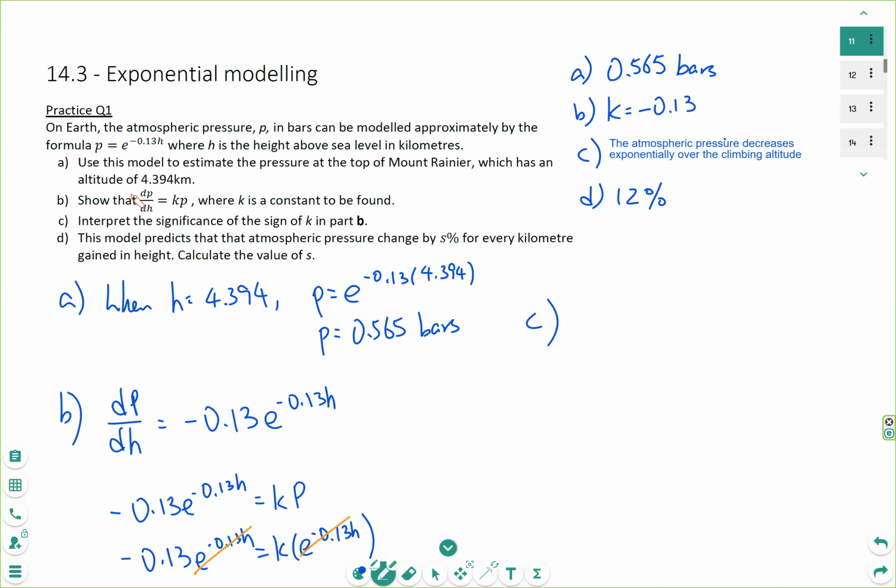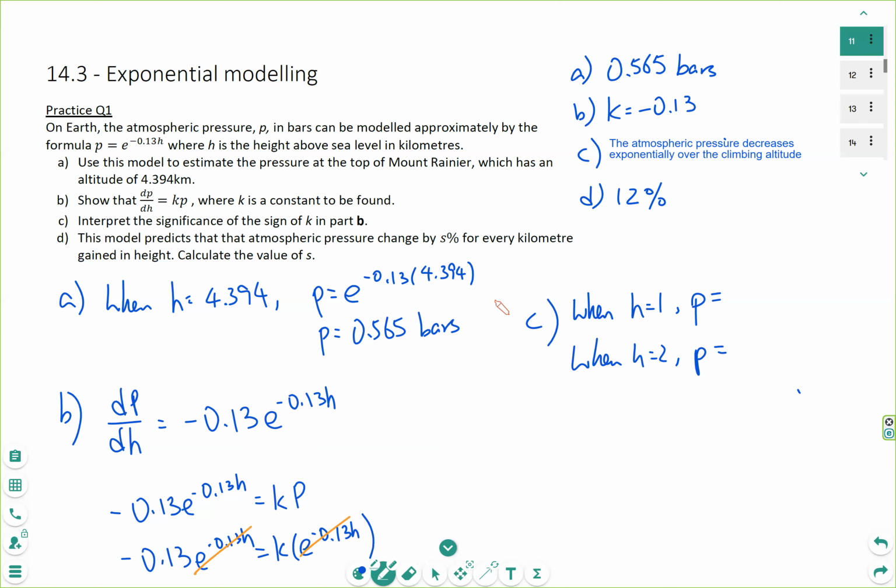Question D. This model predicts that the atmospheric pressure changes by s% for every kilometer gained in height. Calculate the value of s. Sounds difficult, isn't it? But they just want you to calculate the difference in the pressure when the height increases by 1. So what you can do is work out the P value when h equals 1 and work out the P value when h equals 2 and do the difference in percentages.